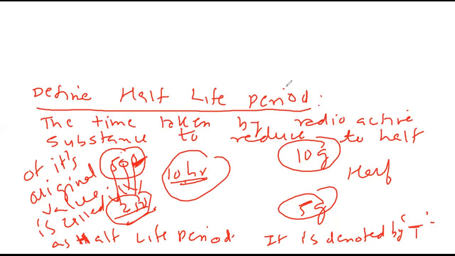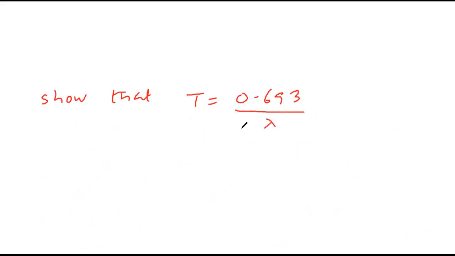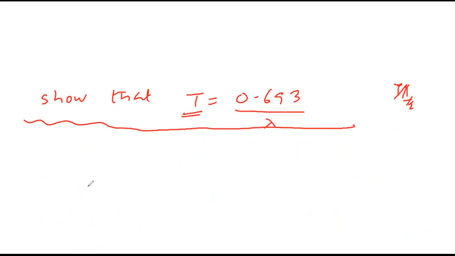Time taken by radioactive substance to reduce to half of its original value is called as half-life period. Show that capital T, that means half-life period, is 0.693 upon lambda. Sometimes people write T half, meaning is same. What is T? Half-life. Half-life means time taken to reduce to half of its original value.